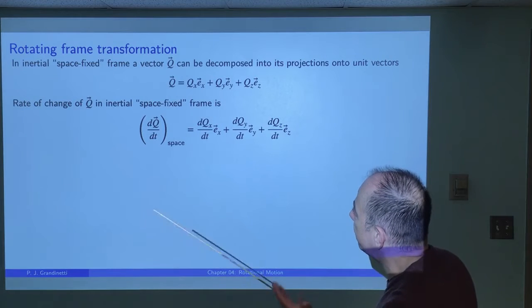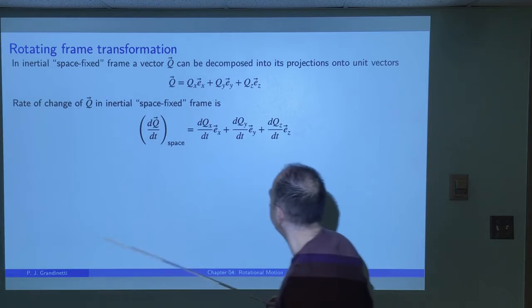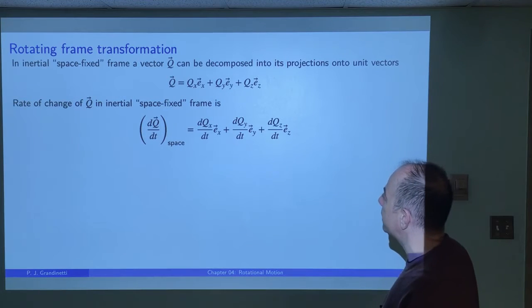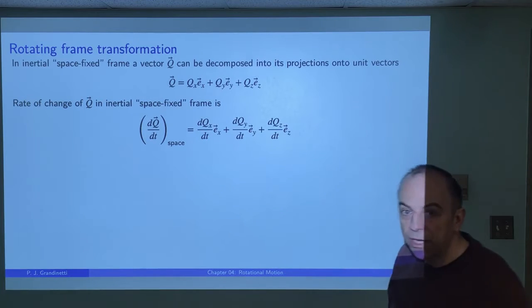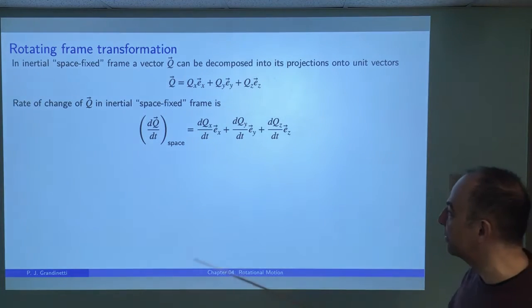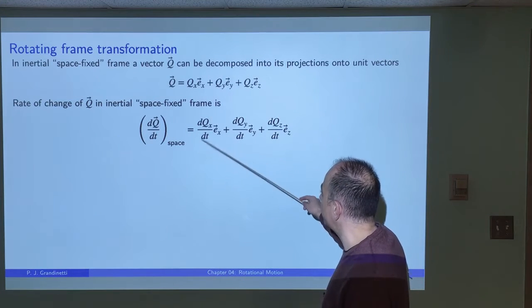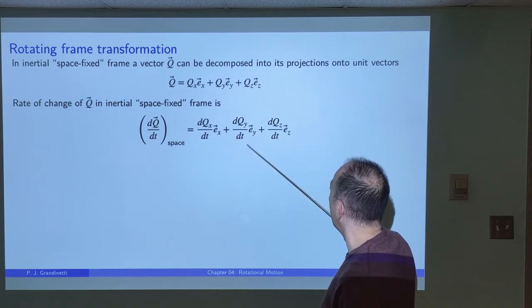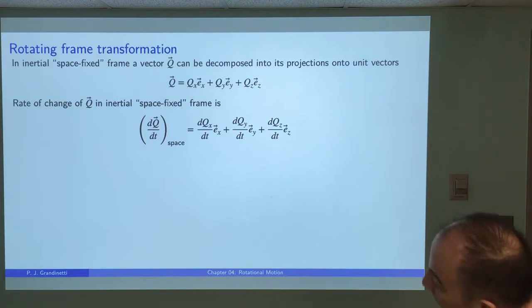So imagine some vector q, some arbitrary vector, in an inertial space-fixed frame. We would write out the vector with its components. And if we want to take the derivative of that vector with respect to time, if we want to know the rate of change of that vector in a space-fixed frame, then we would just take the derivative dq_x/dt times e_x, dq_y/dt times e_y, dq_z/dt times e_z. And that would be fine.